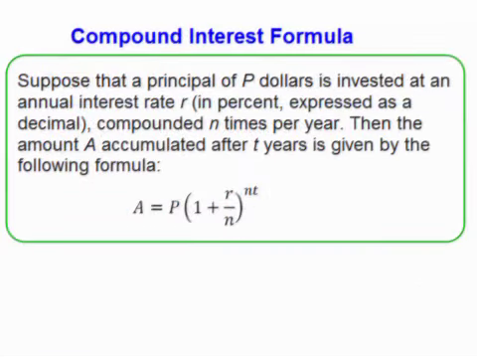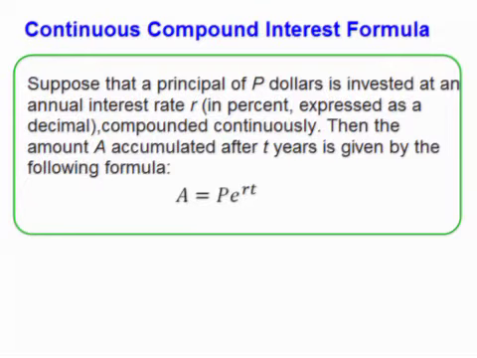A well-known formula that uses exponentials is the compound interest formula. As opposed to simple interest, you earn interest on both the principal and the interest, each compounding period n. So suppose that a principal of $P is invested at an annual interest rate R, in percent but expressed as a decimal, compounded n times per year. Then the amount A, accumulated after T years, is given by the following formula: A equals P times the quantity 1 plus R over n, to the nT.